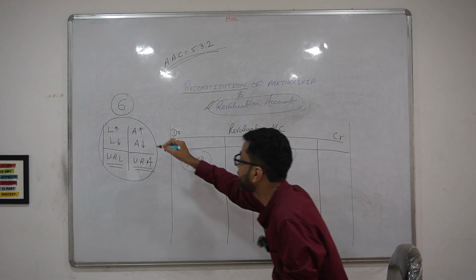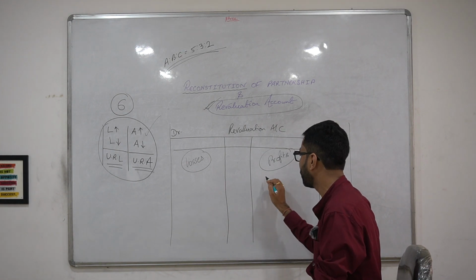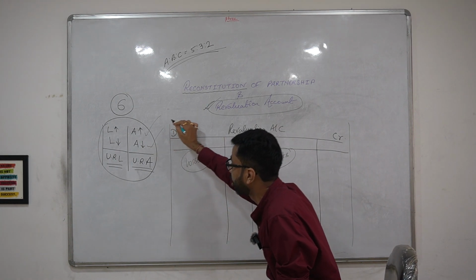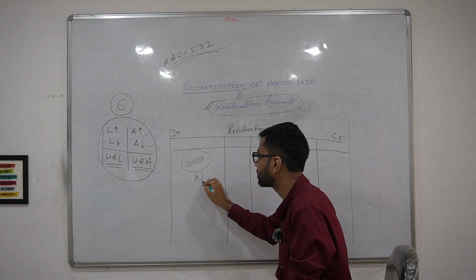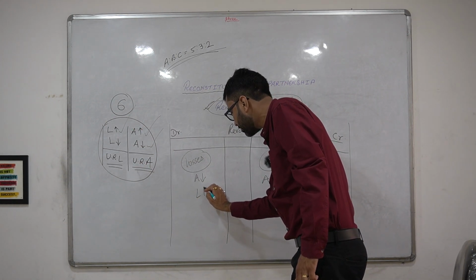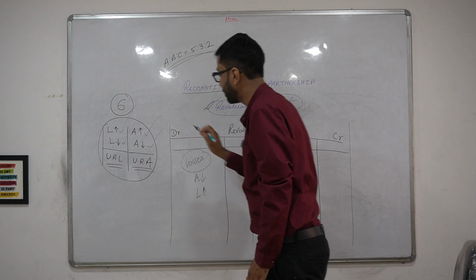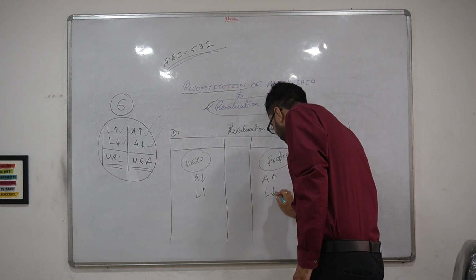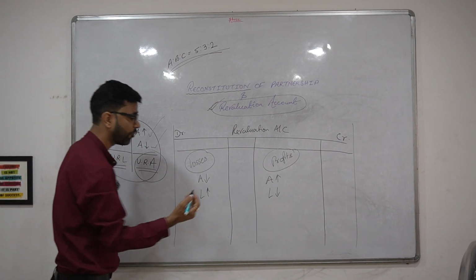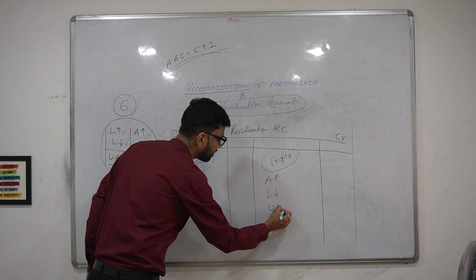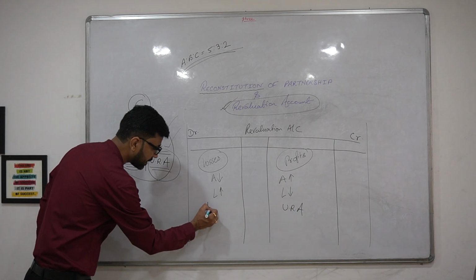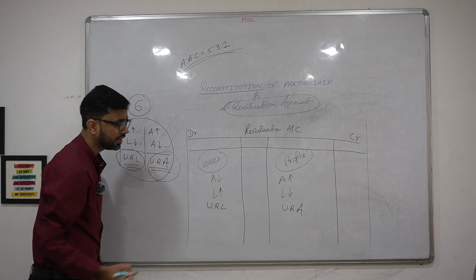Let's take them one by one. Increase in asset is a profit, so increase in asset will come on the credit side. Decrease in asset is a loss, so decrease in asset will come on the debit side. Increase in liability is a loss, it will find place on the debit side. Decrease in liability is a profit, it will find place on the credit side. If there is an unrecorded asset, it's a profit, it will find place on the credit side. If there is an unrecorded liability, it's a loss, it will find place on the debit side.